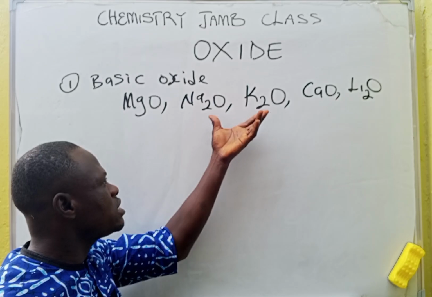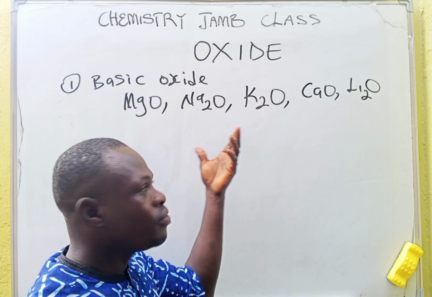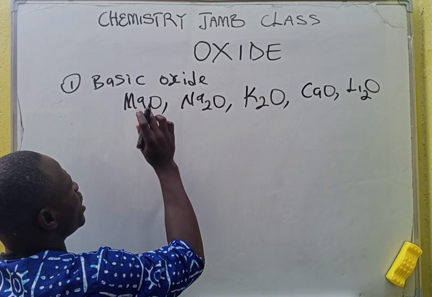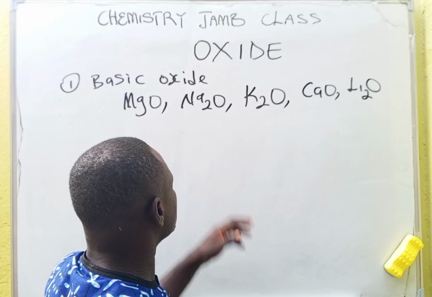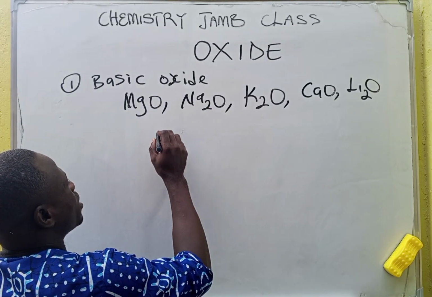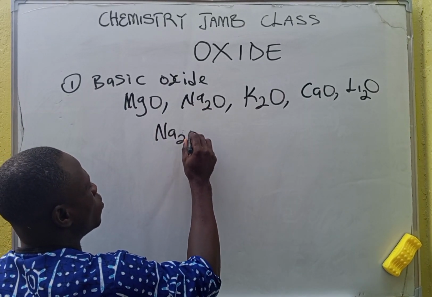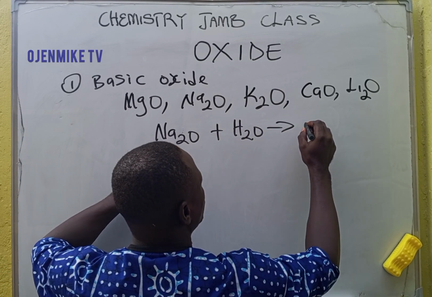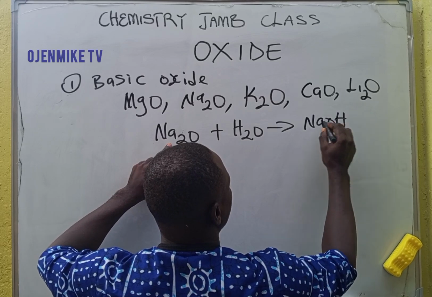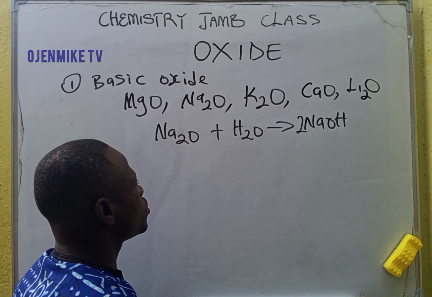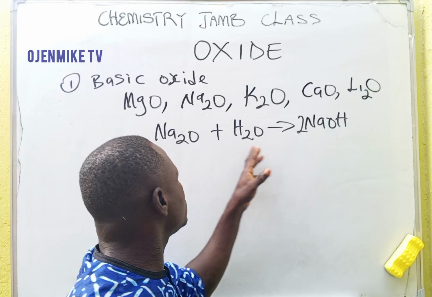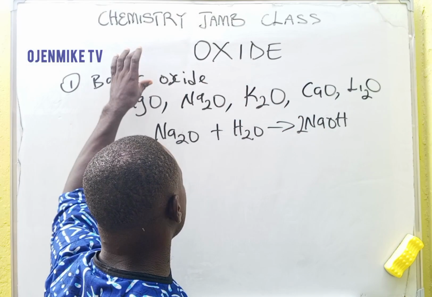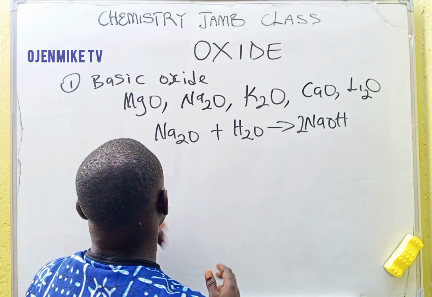It's because when these compounds react with water, they form what we call a base. Watch out. Let's take an example. Na2O plus H2O react to form NaOH. Do you get that? So this is a base. So when these oxides react with water, they form a base. That is why they are called basic oxide. Is that understood? Now let's proceed to the next one.